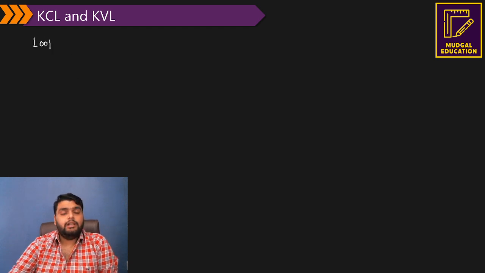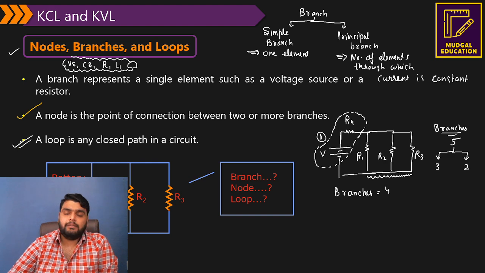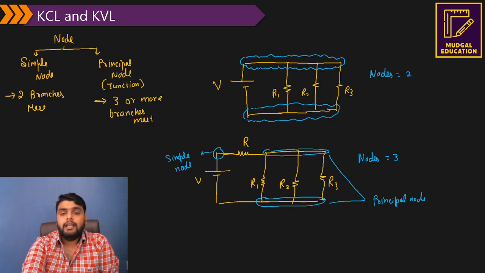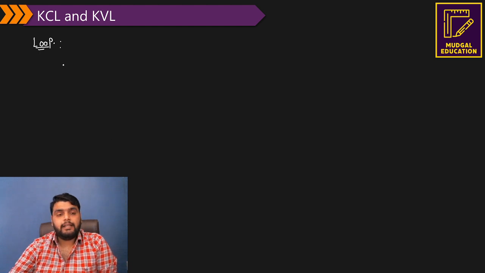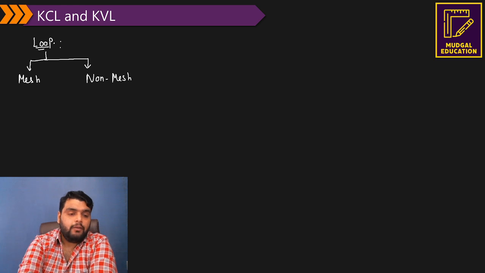Now next is a loop. What is a loop? The definition is already given: a loop is any closed path in a circuit. Simple. If a loop is any closed path in a circuit, then I can again divide it into two parts. One is mesh and the other I will call non-mesh; there is not any simplified name for it. Now what is the meaning of mesh?